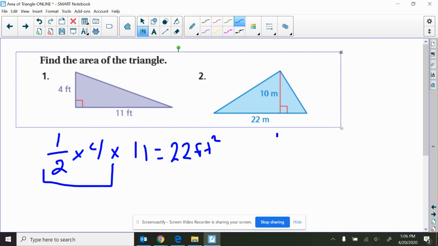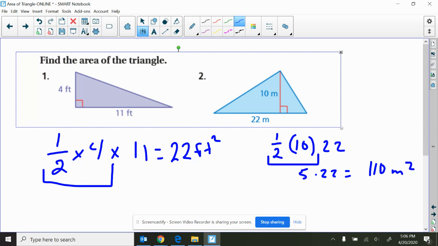Number 2, probably do the same thing. And I always look, is there an even number that I can use in my dimensions in order to cut it in half easier? And for this one, half of 10 is 5. And then 5 times 22 would give me 110. And that would be meters squared. So again, just 1/2 base times height. It's usually easiest to multiply that half times a number, especially if you have an even number first.